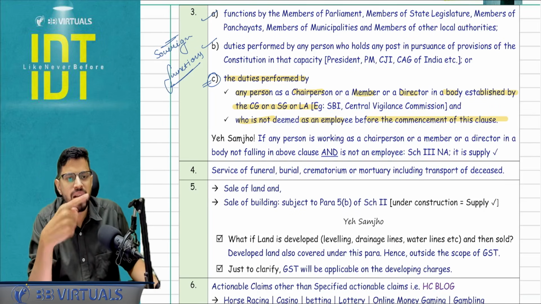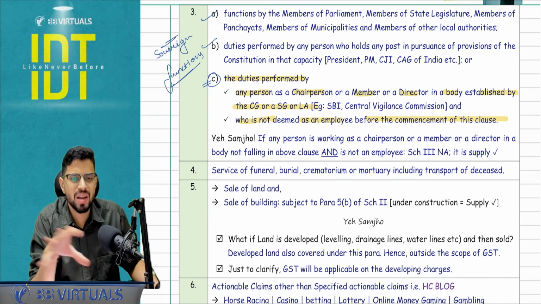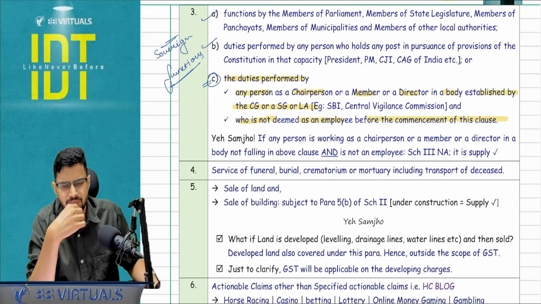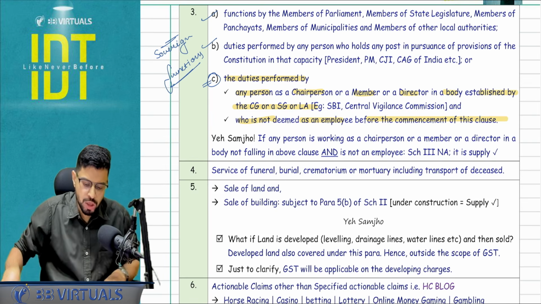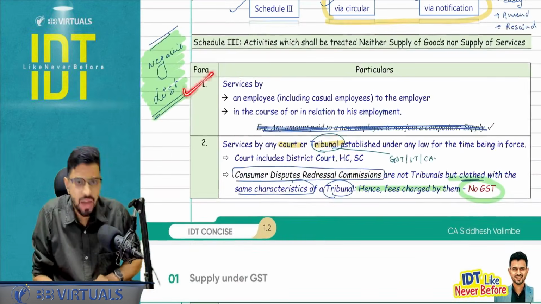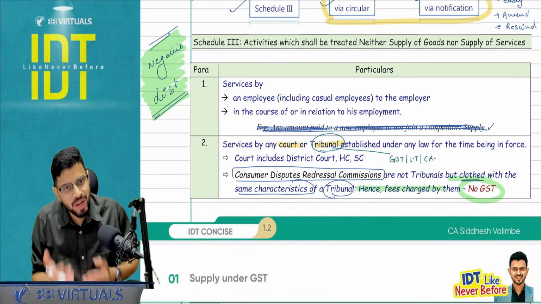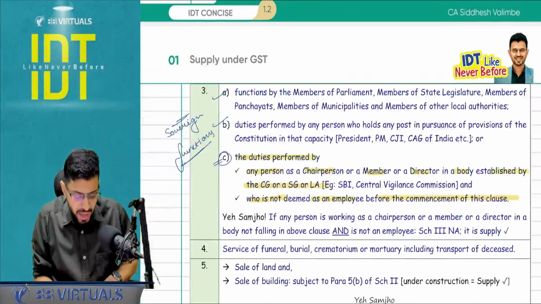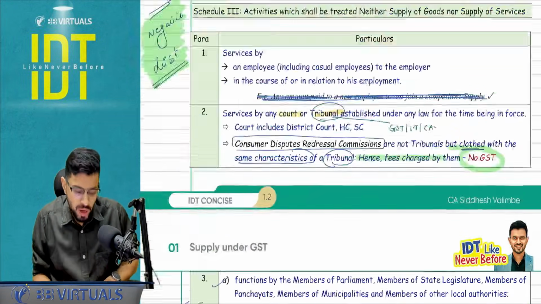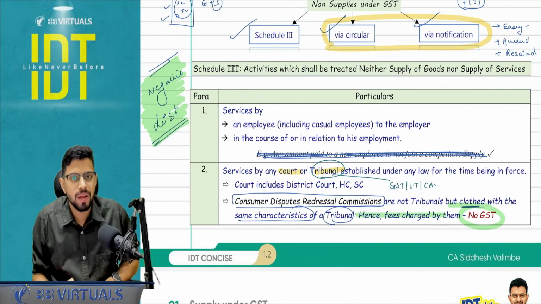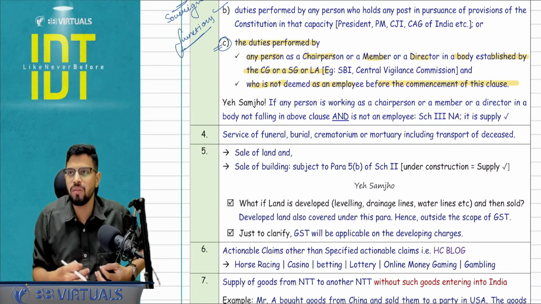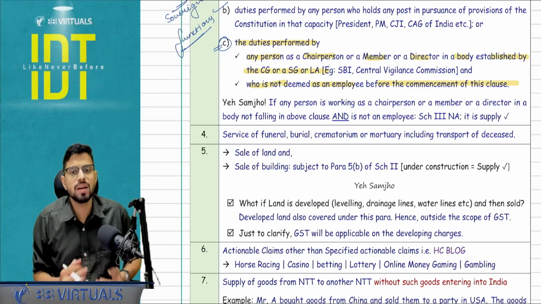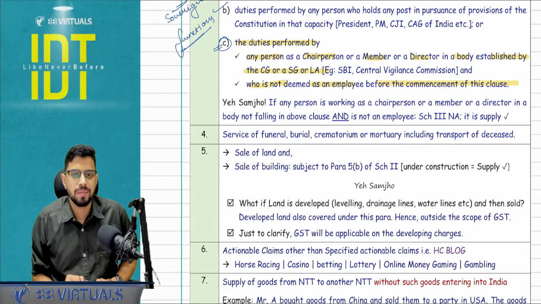In that body, I am working as a member, consultant, director, any post. And I am not already deemed as an employee before this clause, means in paragraph number 1, I am not already an employee, because if I am already an employee, why do you need to go to paragraph number 3, clause C? Already para 1 will cover you as a non-supply. I am not an employee, I am working as a consultant, as a member, as a director, and I am getting a consulting fee, non-supply.